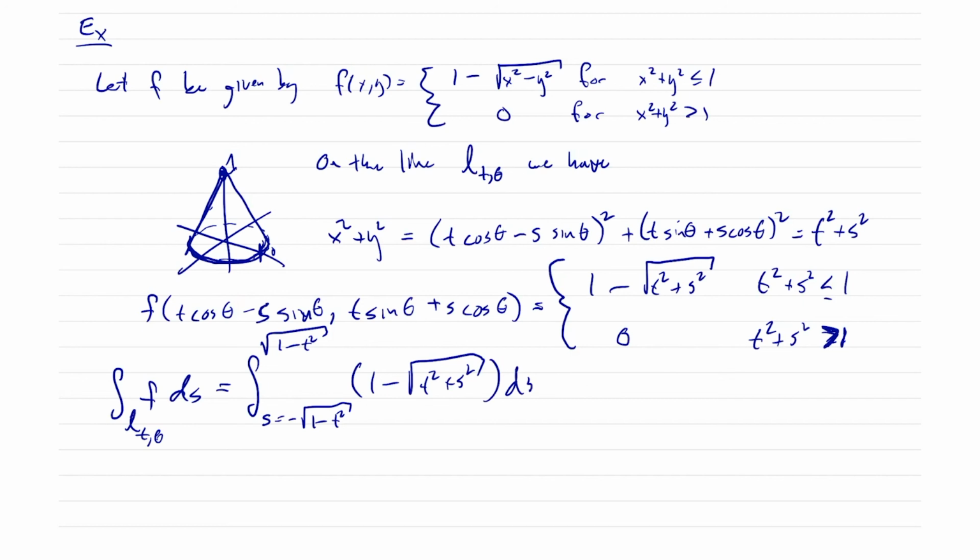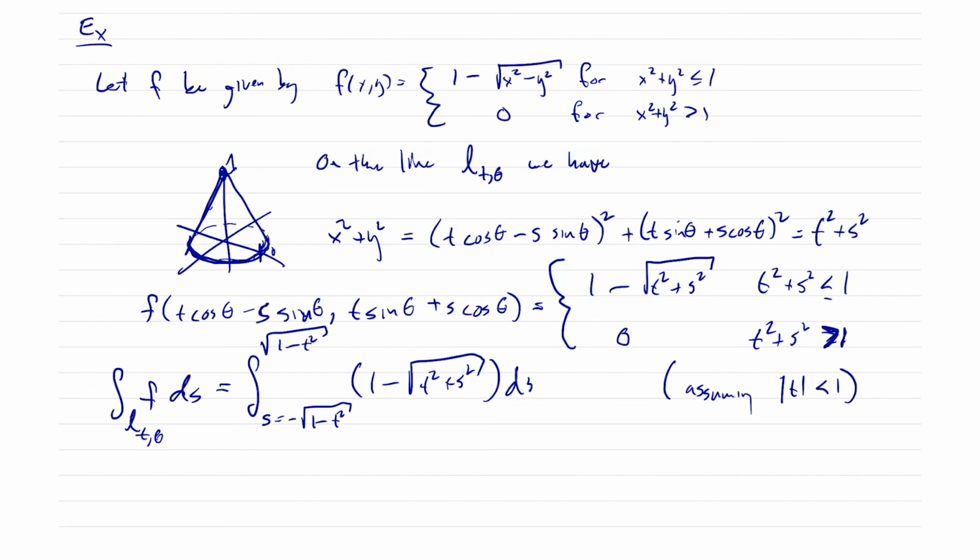And this is, of course, provided that t squared isn't bigger than 1, or the absolute value of t is not bigger than 1. So assuming the absolute value of t is less than 1, then what do we get?